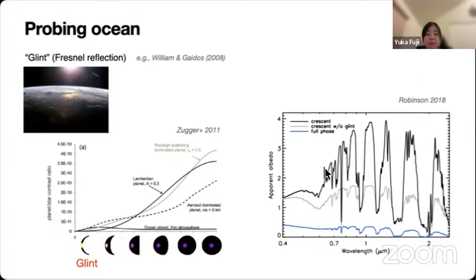Because of this overall change, the gray spectra corresponds to the crescent phase without glint. The change in the overall reflectance spectra is because of the very efficient scattering by ocean, which is prominent at longer wavelengths, because at shorter wavelengths, the atmospheric scattering is more dominant. While observing a planet at the crescent phase itself is probably challenging, this is also an important clue to the presence of liquid water.